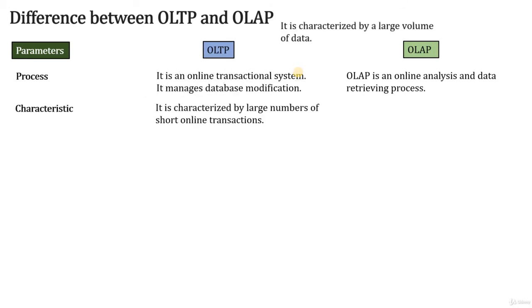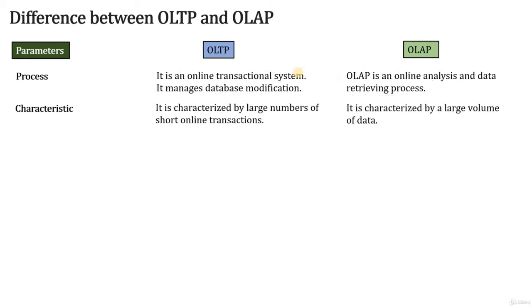The next one is the characteristics. OLTP is characterized by a large number of short online transactions, and OLAP is characterized by a large volume of data. OLTP is characterized by a large number of short online transactions. That means you are performing only read, write, update on the data, and you will have these transactions very often in the system. But in the case of OLAP, it's a large volume of data, and you are performing analysis on the data.